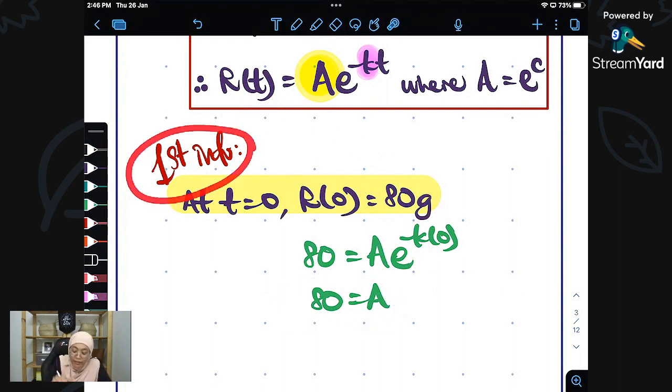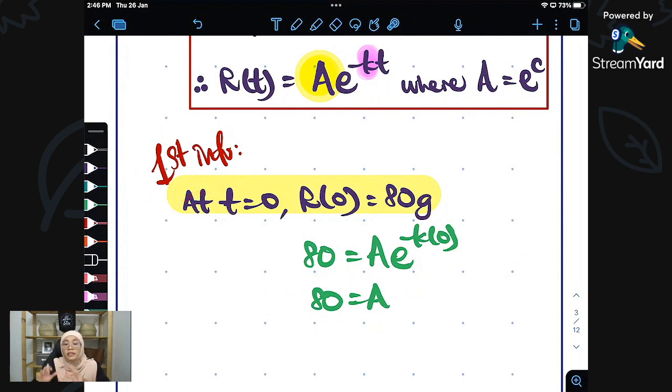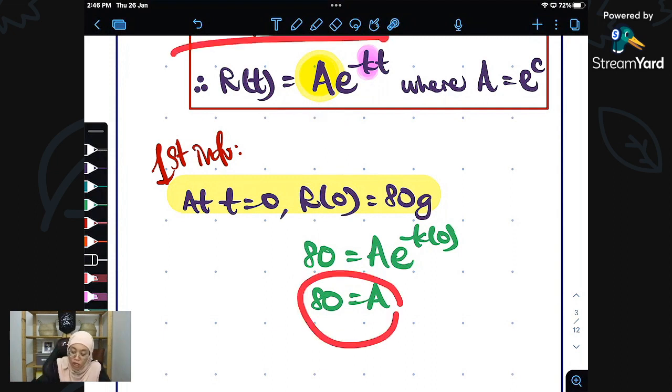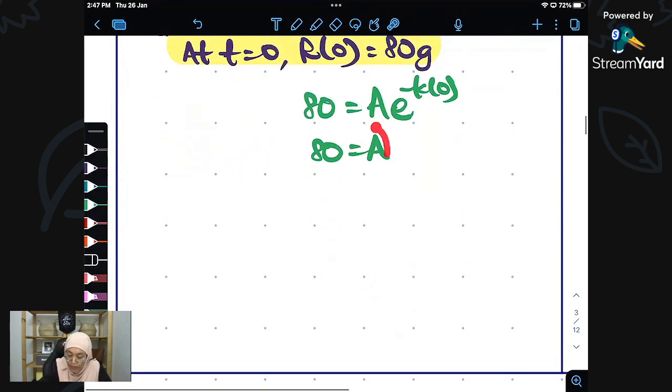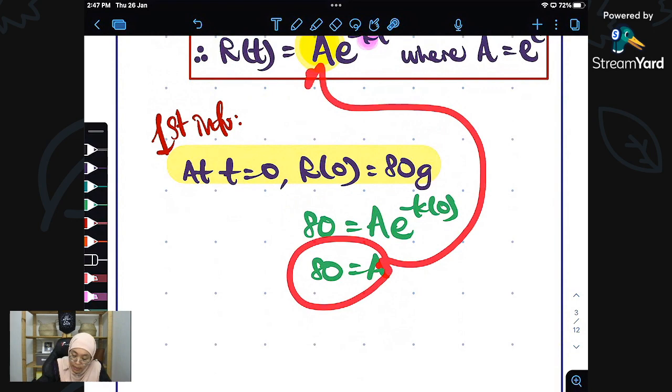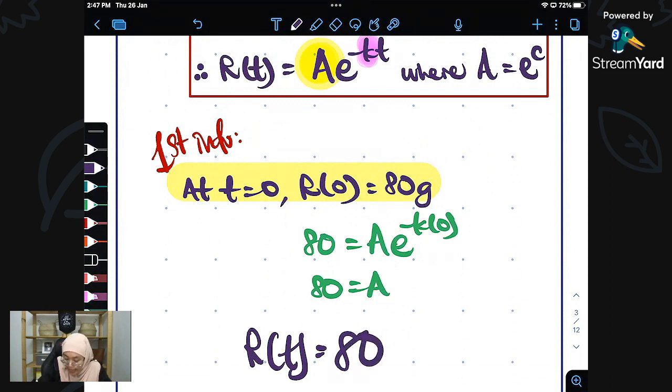So actually by having the first info, you akan sentiasa dapat nilai A. Benda ni pattern sama je, apa-apa application pun. You will always get your value of A first. That is the very first important thing here after the general solution, okay? So then after you dah dapat value of A, 80, you just masukkan saja ke dalam this particular solution. You will get R(t) bersamaan dengan 80 exponent negative kt.